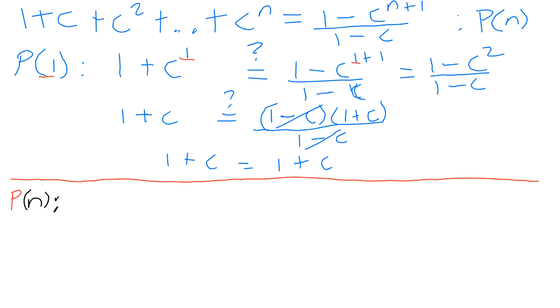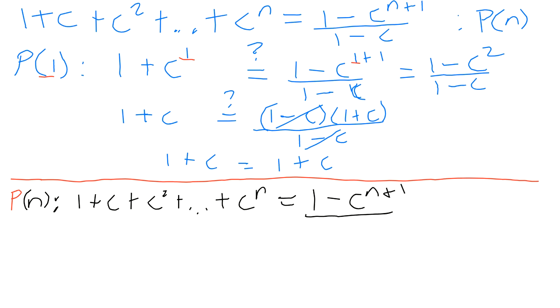All right, so we're assuming that the statement we got is true. So 1 plus c plus c squared right up to c to the n is the same as 1 minus c to the n plus 1, making sure I remember the n plus 1 this time, over 1 minus c. So we're assuming that this statement is true.